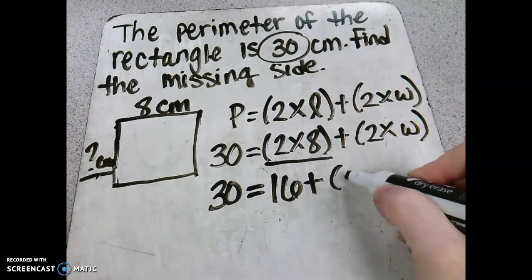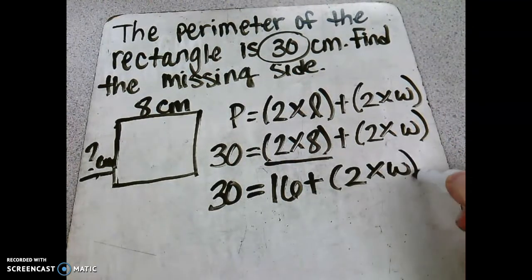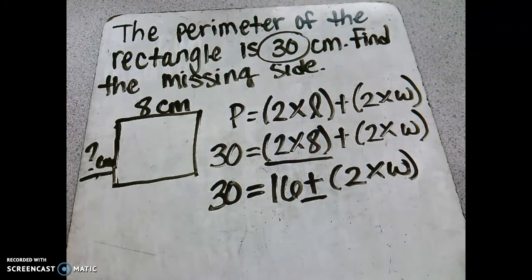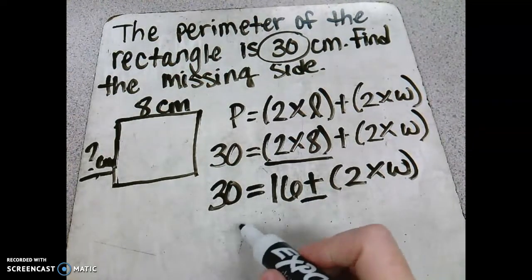16. Great job. And we still don't know what 2 times W is. We don't have a number to put in there yet. Okay, so if we're adding right here, we're going to do the opposite. The opposite of that, we're going to do 30 minus 16.